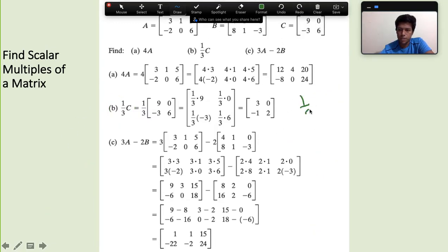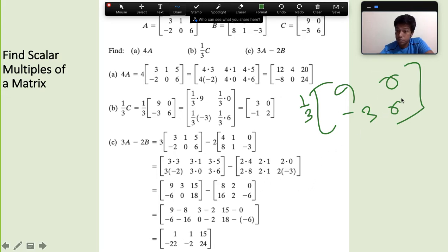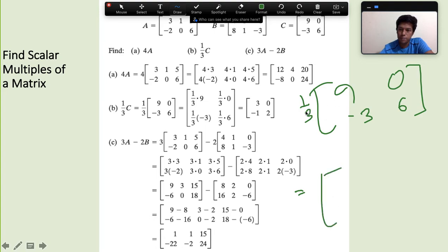Like 1/3 of C means 9 0 minus 3 6. Then you just multiply it by 1/3. So you have, let's write them nicely. 9 0 minus 3 6. So if we multiply it by 1/3, then it becomes, let's write it here together, so that it is good for cancellation.